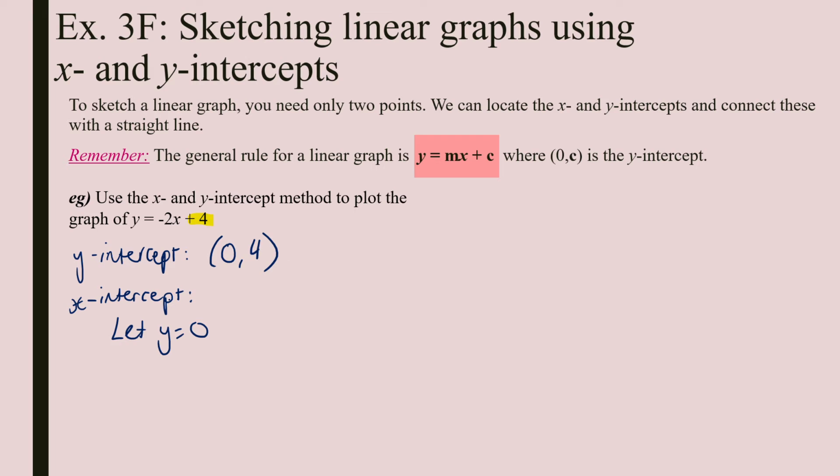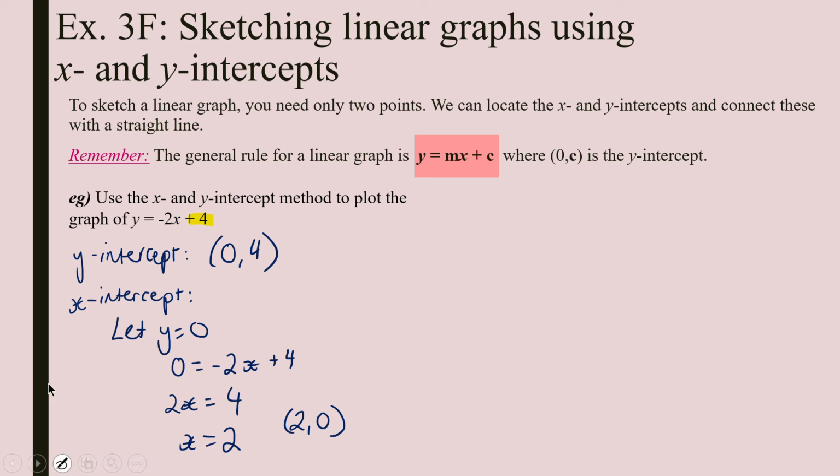So if we substitute y equals 0 into the equation, we get 0 equals negative 2x plus 4, and then we just need to rearrange the equation to solve for x. We can move the 4 across and make it a negative 4. I'm going to move the 2x across and make it positive, just so that we only end up with positives. It's a lot easier to lose negatives. Then dividing both sides by 2, we get x equals 2. So our x-intercept is (2, 0), because when y equals 0, x equals 2.